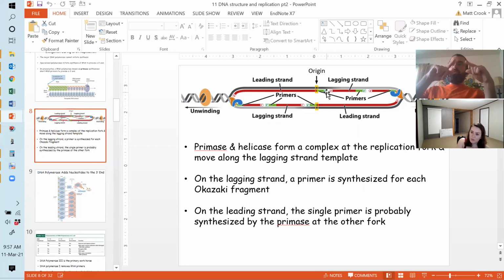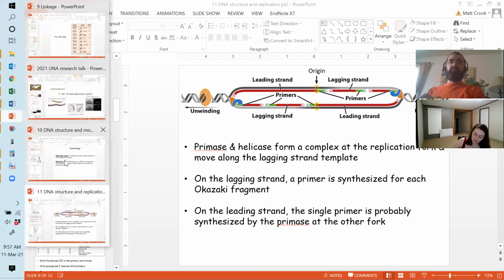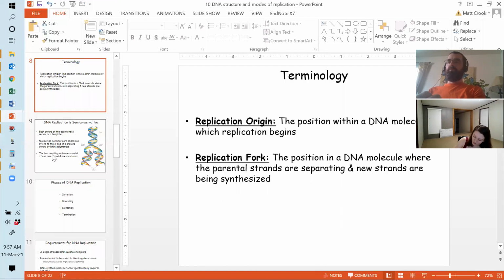Now in the corner, you have your replication forks, and those will expand until you have a replication bubble. That's basically just those two replication sites moving further apart as DNA replication proceeds. Okay, so these are words that we're going to be using a whole bunch.